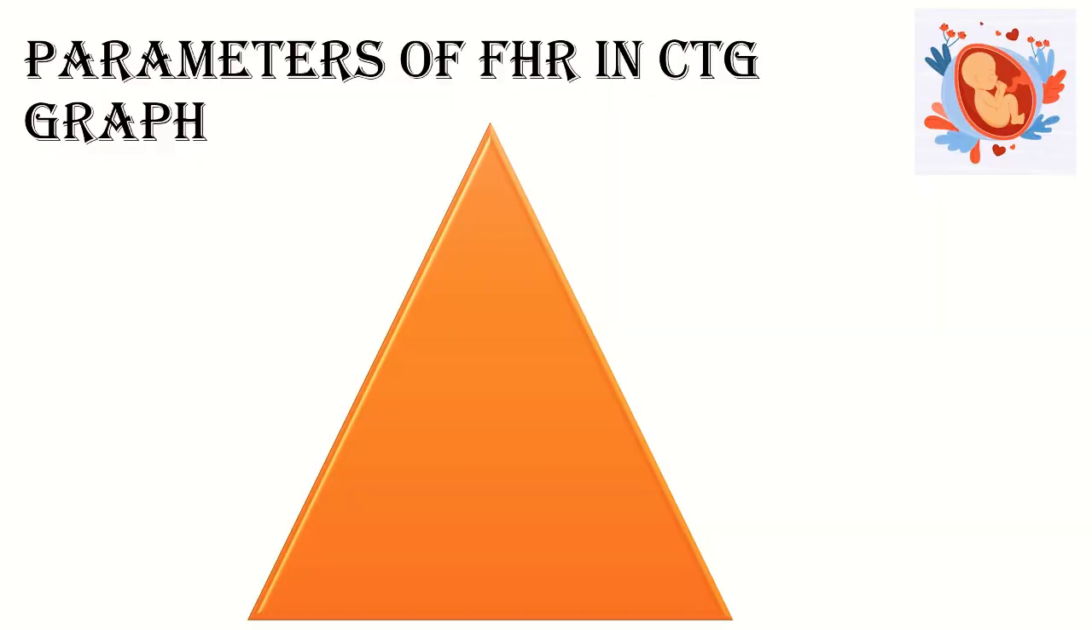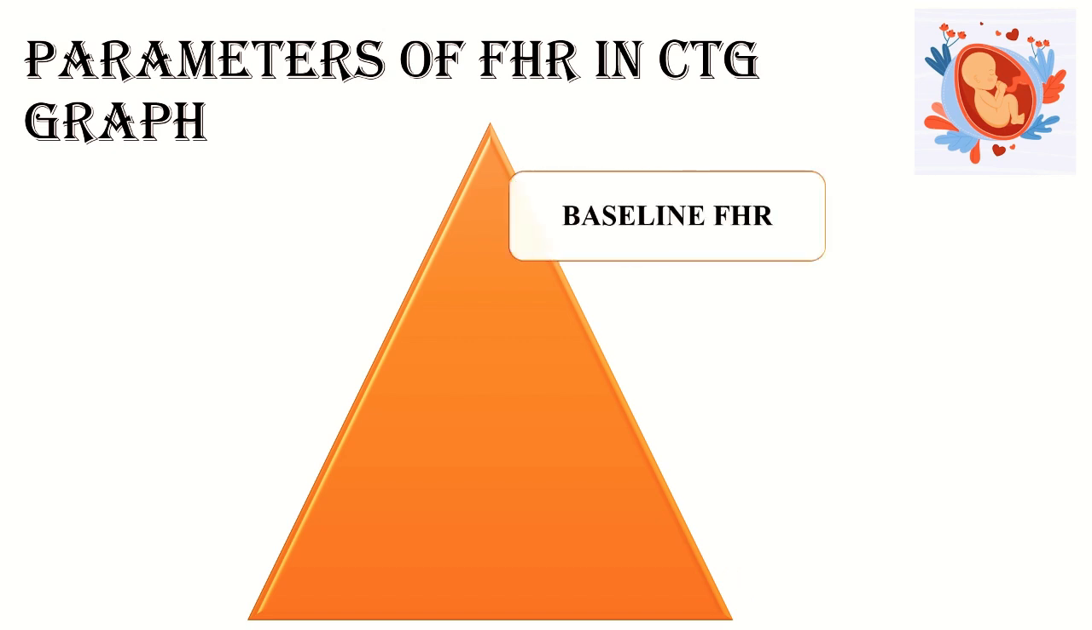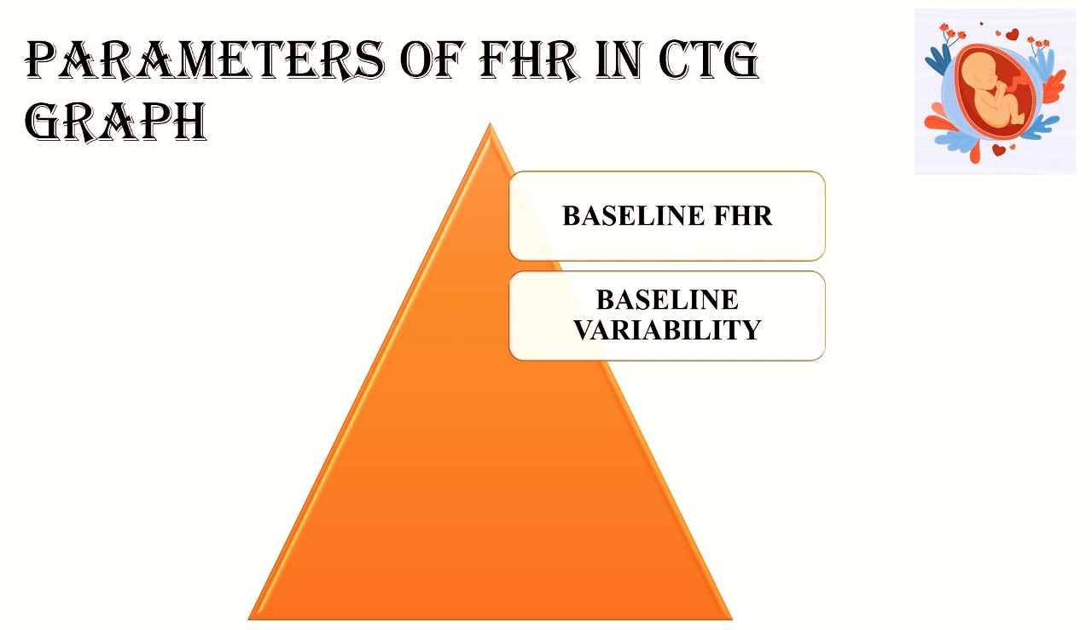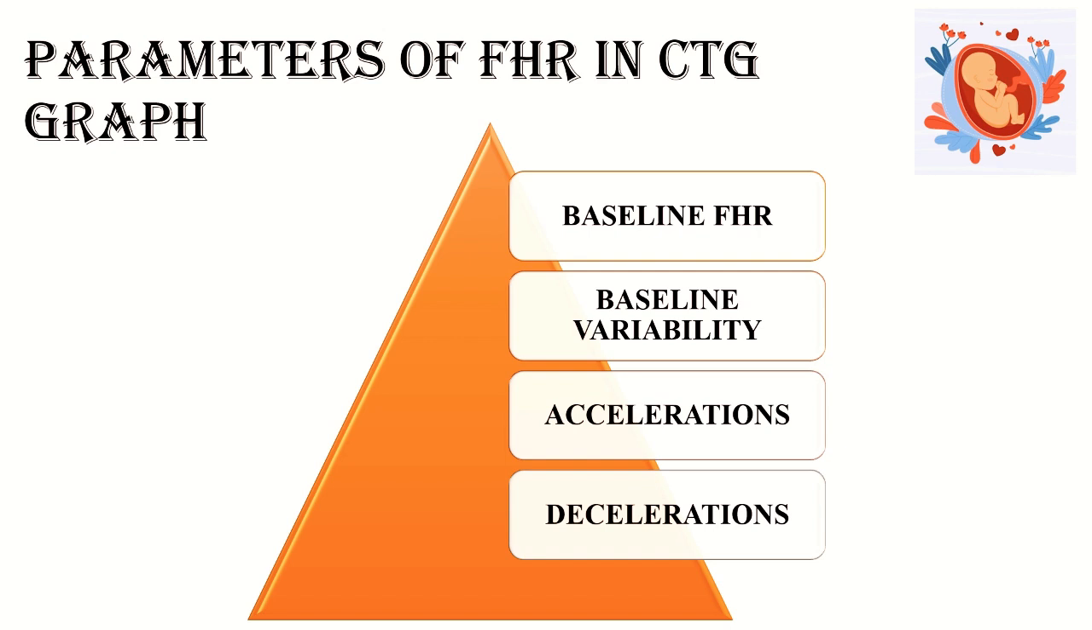Next, we will see how to interpret the graph related to the FHR. For interpreting the FHR, or the fetal heart rate, we need to know about four parameters of the CTG graph. First is the baseline FHR, then baseline variability, next is the acceleration, and lastly is the deceleration.